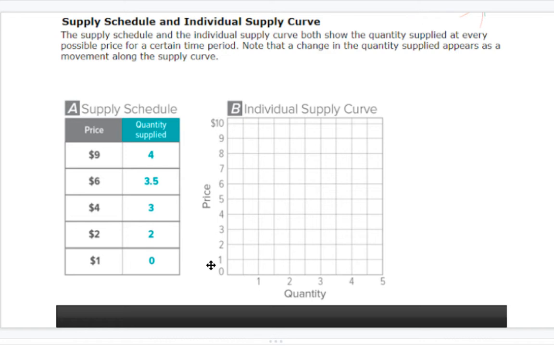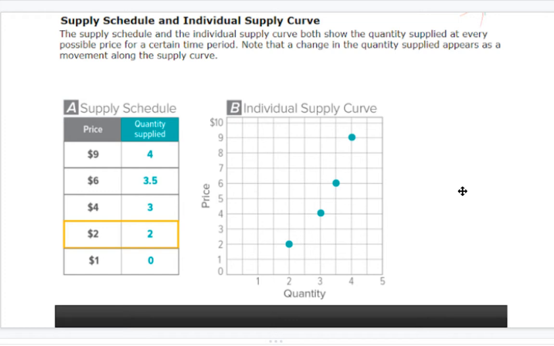The supply schedule and the individual supply curve both show the quantity supplied at every possible price for a certain period of time, and a change in the quantity supplied appears as a movement along the supply curve. Over here we already have our supply schedule set up for you. We're using economic models, so it's not always completely exact, but here at $1 the company would not be willing to supply anything. As we move up in price, we're willing to supply or produce more.